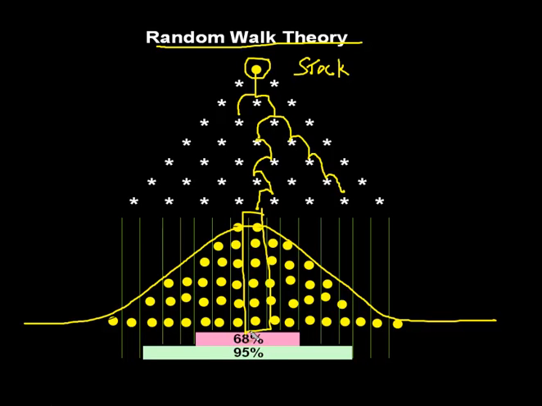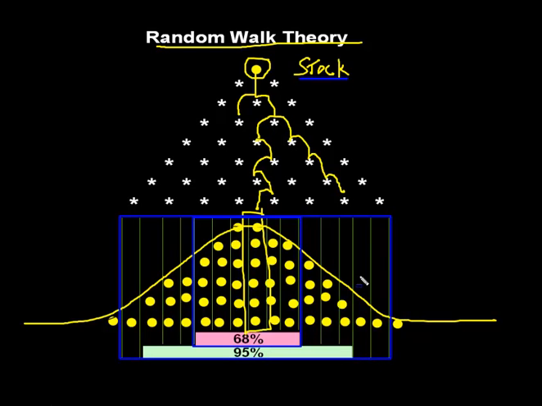These numbers down here are standard deviation, and what that really points out is that this part right here, 68% of the time when this ball falls down, it's going to fall in this range right here, given this particular stock's underlying volatility. Now, 95% of the time, it's going to fall in this range right here, given this stock's underlying volatility.